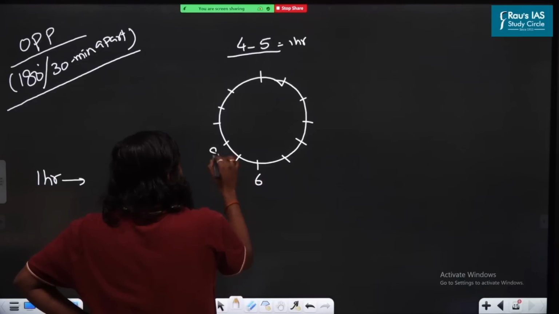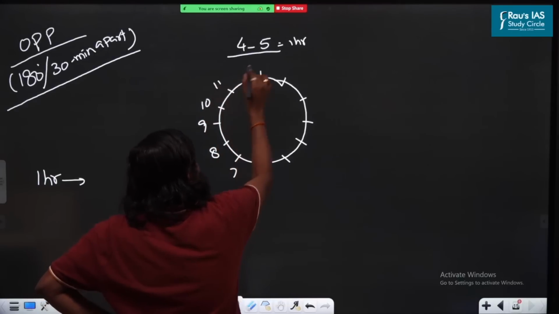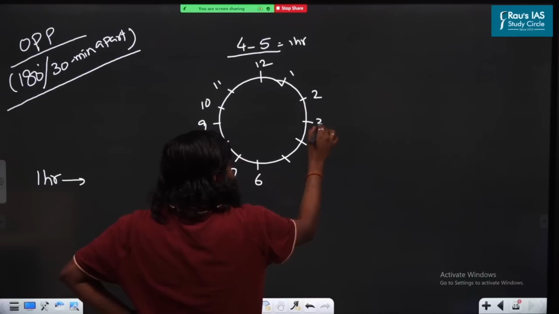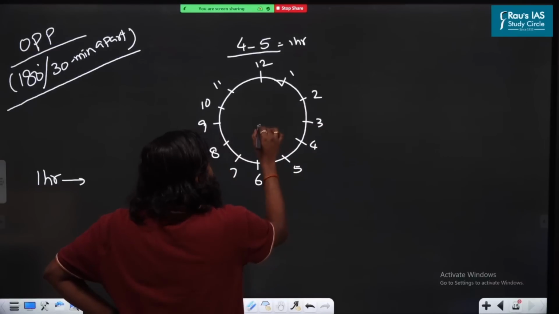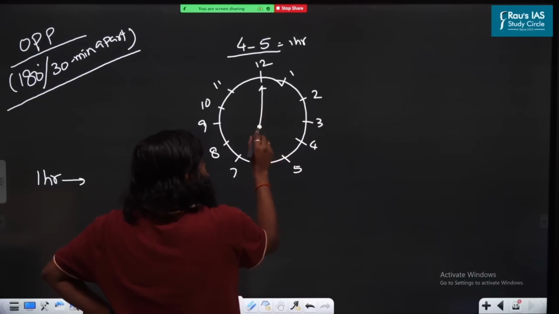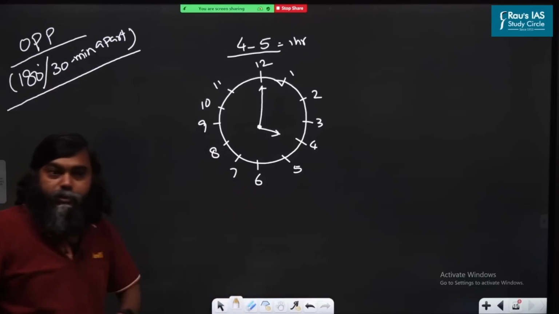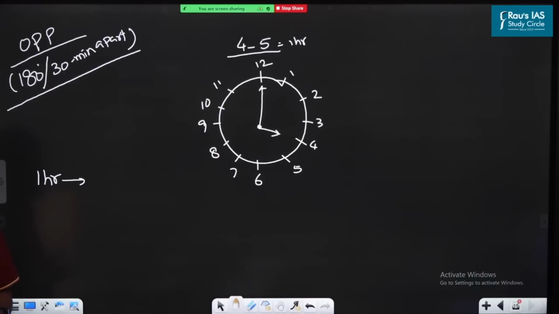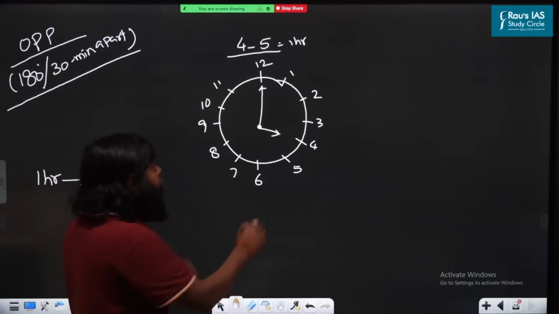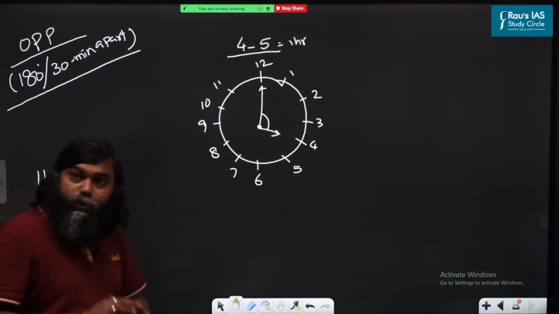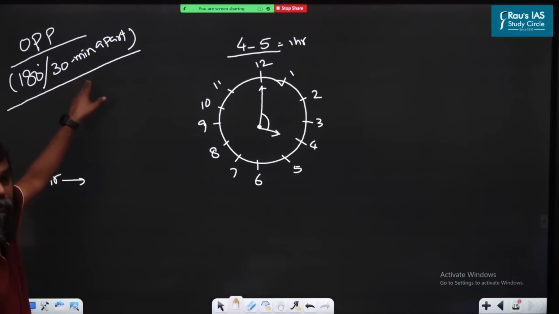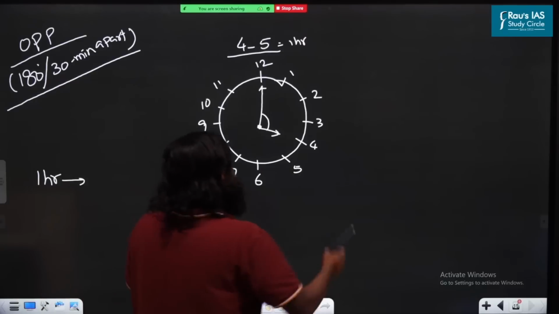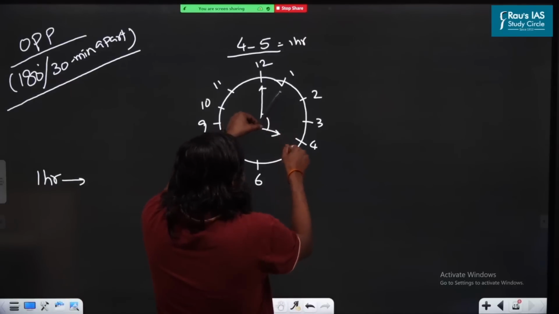6, 7, 8, 9, 10, 11, 12, 1, 2, 3, 4. Now time is how much time? 4. But you need how much minute gap? 30 minutes to make that position. Minute hand started running. How much minute gap here?